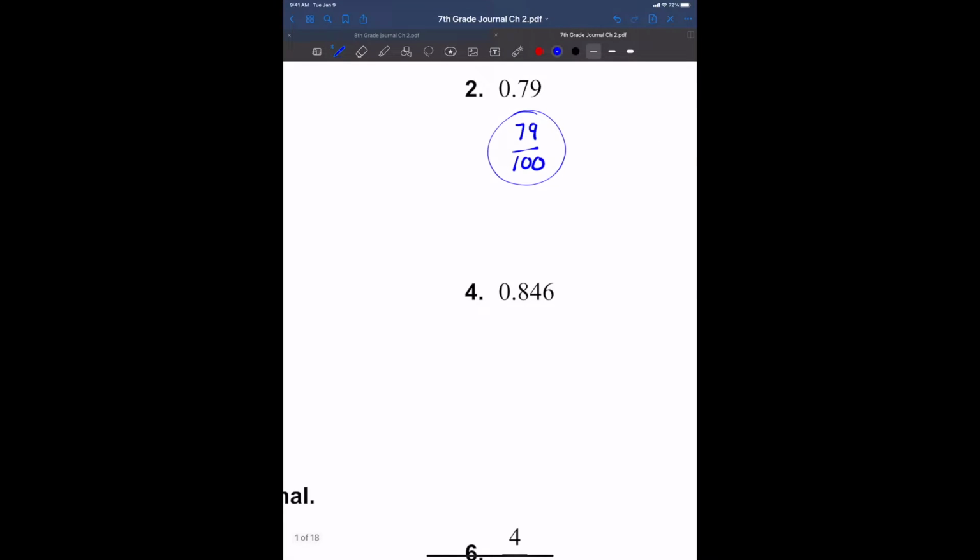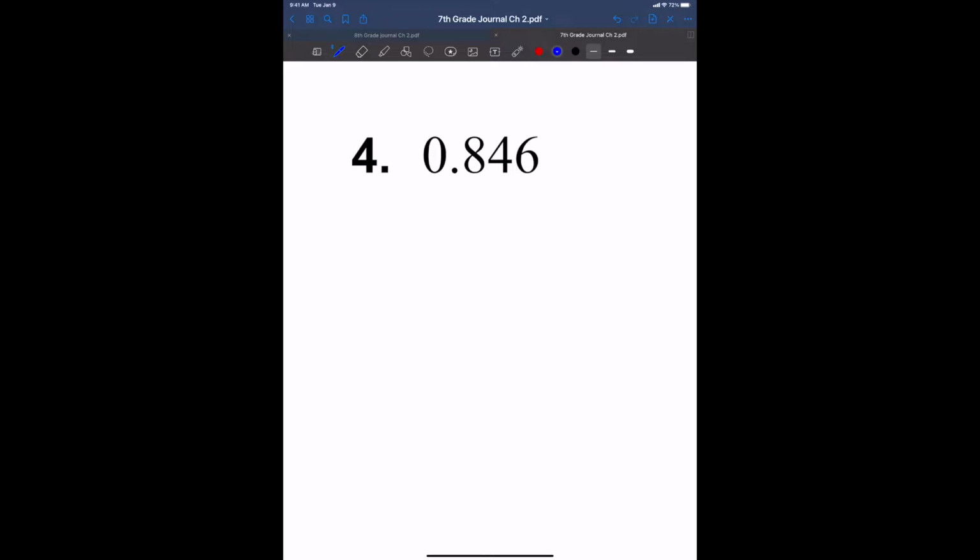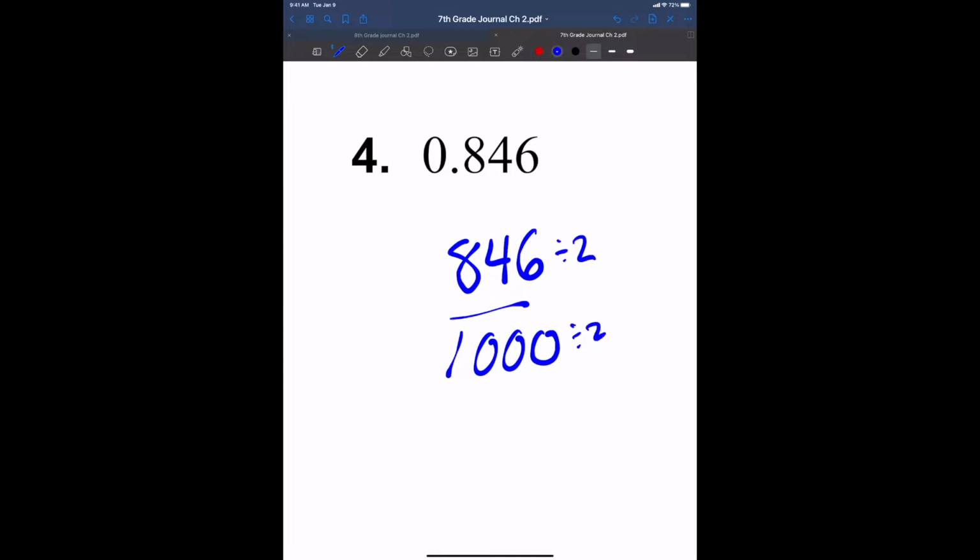Okay. Did we do number 4 together yesterday, guys? Yeah. Okay, what was the answer to this one? 423 over 500. Good. You guys are saying this one reduced, didn't it? Yeah. It reduced by 2.